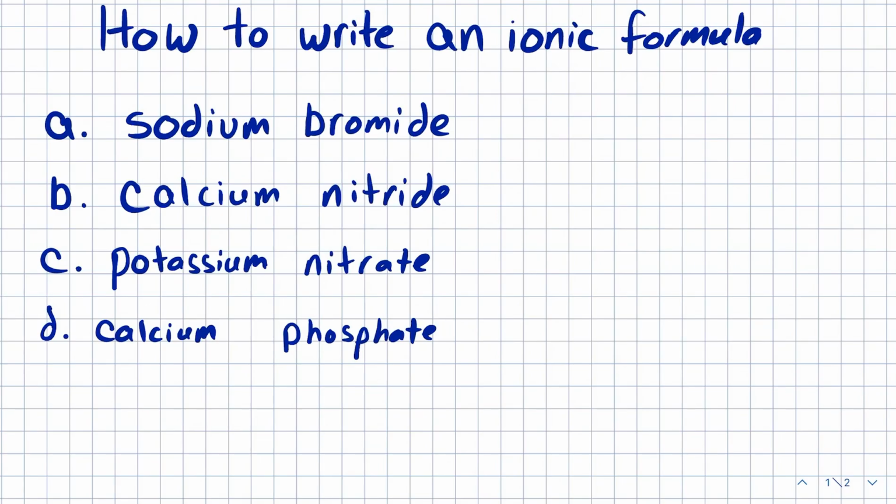So, I'm going to quickly go over how it is that we write an ionic formula. I have a few examples here, and my first one is sodium bromide. The first thing you can do is either write the formula or figure out the charges. I'm going to figure out the charges first.